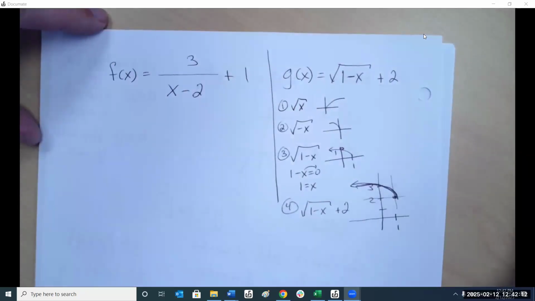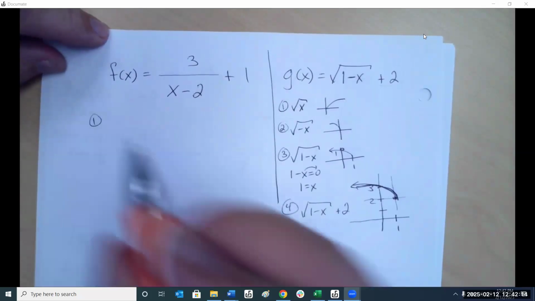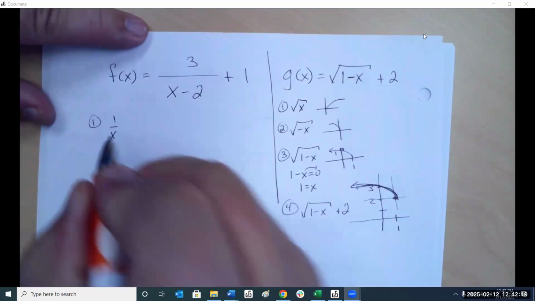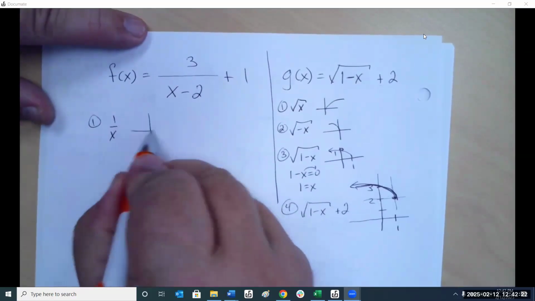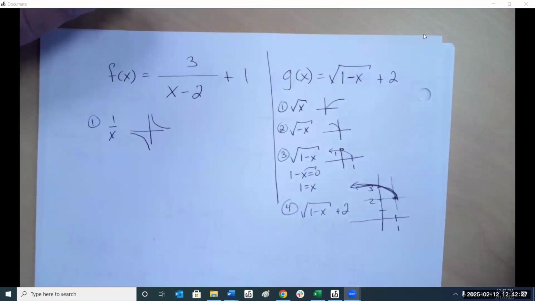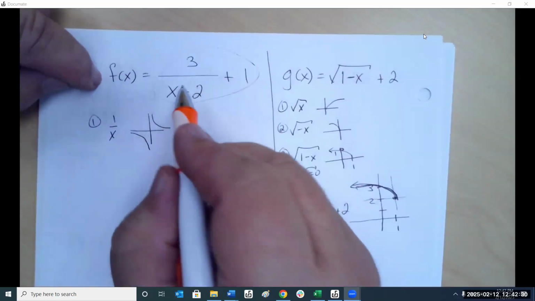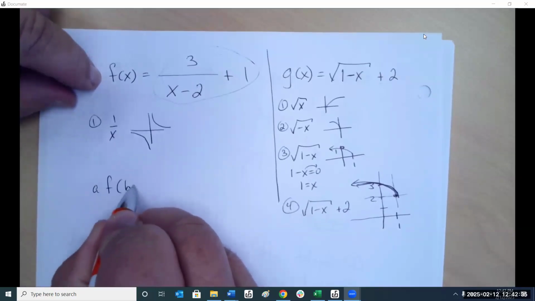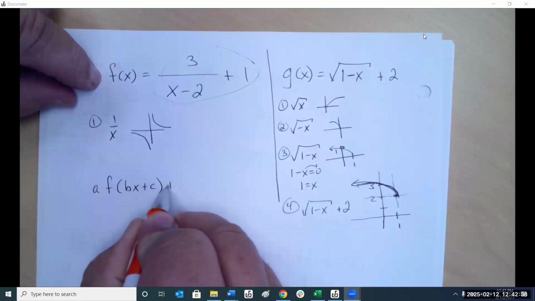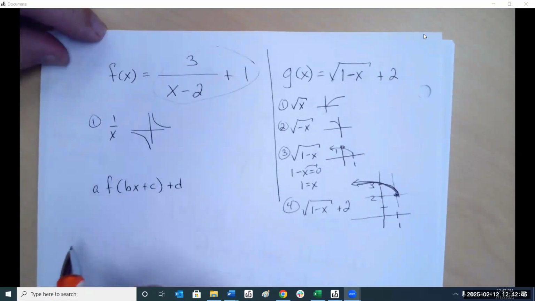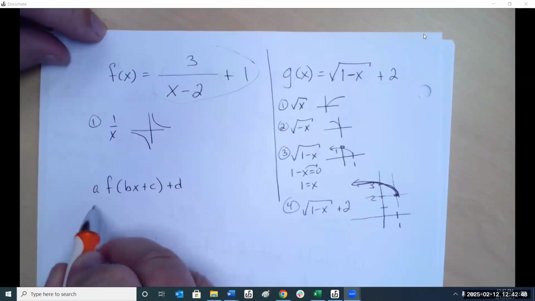This one's going to give you the most trouble. So I have to ask you, what basic function is it? Very good. It's 1 over x. 1 over x looks like this. Now, how does this equation fit into that? Hmm. The 3 is the A. 3 is the a.